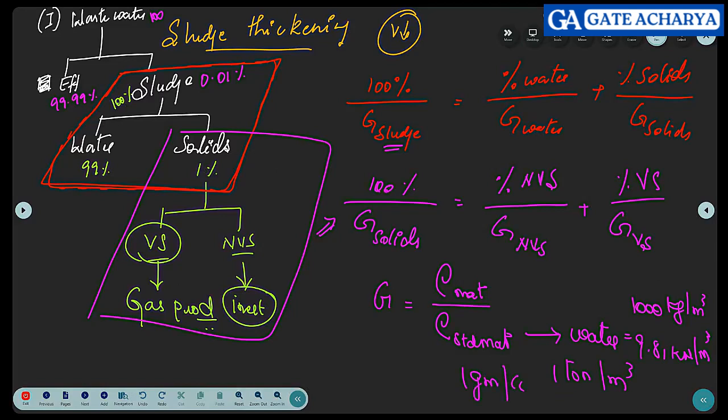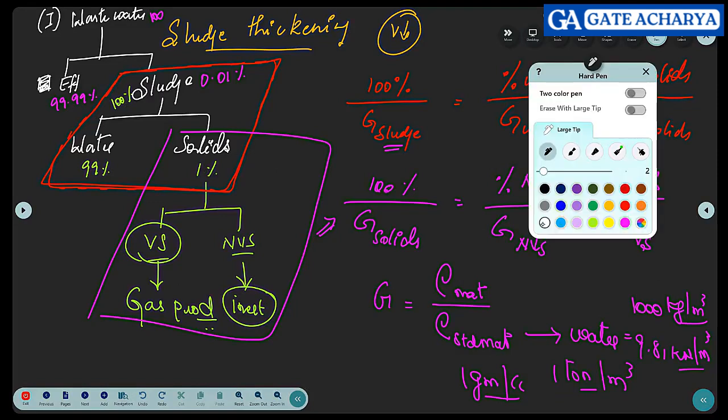per cc. So in whatever units specific gravity of material is given, we can substitute the corresponding density of water, maybe in gram per cc, maybe in ton per meter cube, maybe in kilonewton per meter cube, maybe in kg per meter cube. These values you must remember.